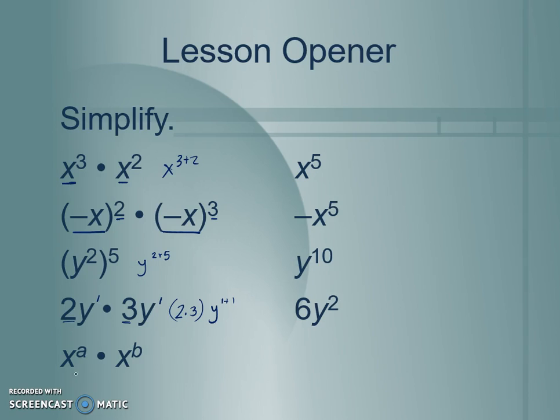And then for this one, we do have like bases, so we're just adding our exponents since we were multiplying those like bases. We end up with x to the a plus b, and we can't simplify it anymore until we have values for a and b, so you would just leave it as x to the a plus b power.